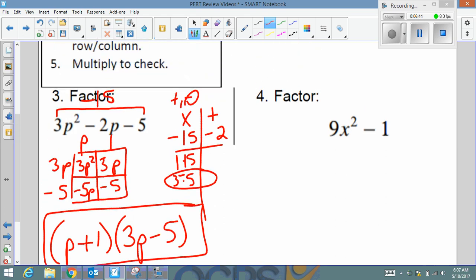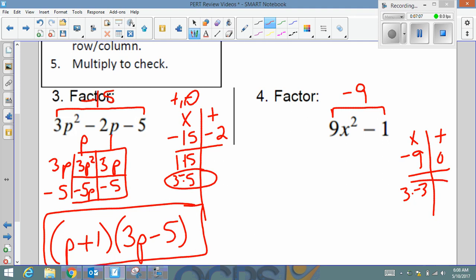Okay, last one. Notice with this one, my b is 0. I don't have a middle term. And I know it's the middle term that's missing because I don't have the x to the first. I have the x squared, I have the constant. So this is my a, this is my c. So when I multiply a times c, I get negative 9. And I'm trying to add to 0. When that happens, it's almost always going to be a perfect square. And I'm going to do one positive, one negative. Because 3 plus negative 3 is 0. So I didn't even try the other ones.